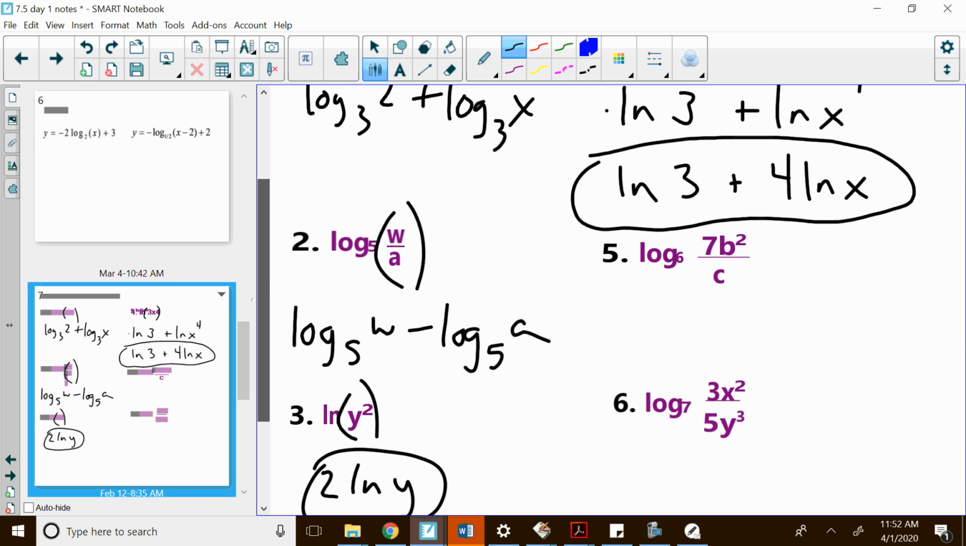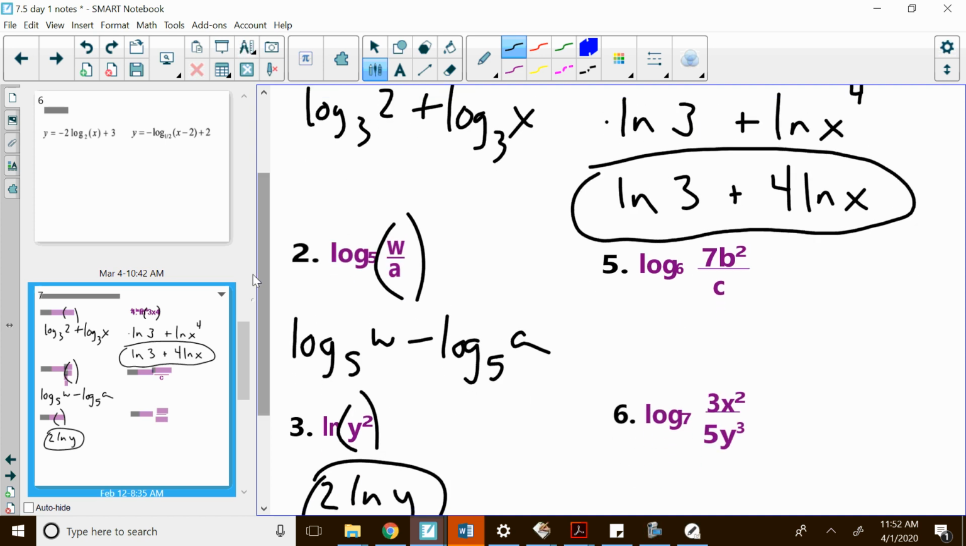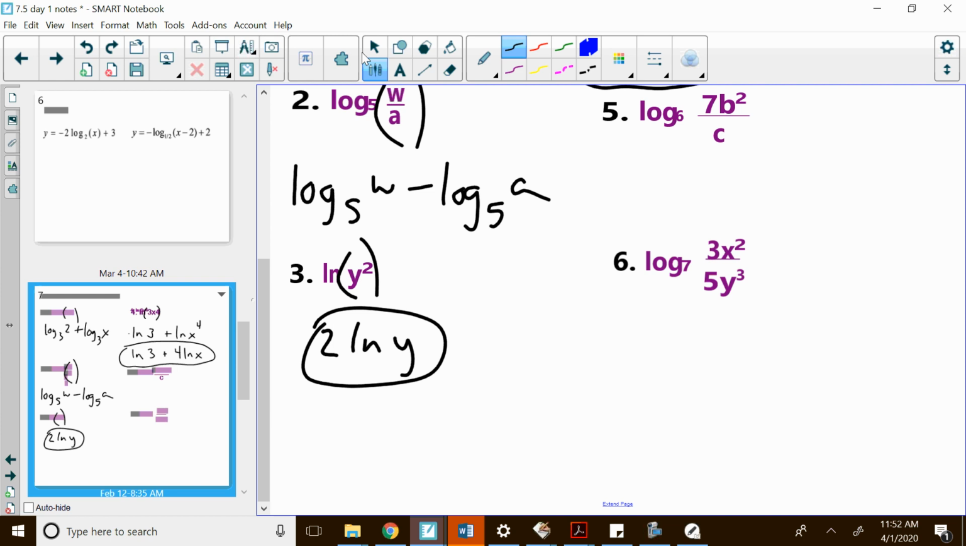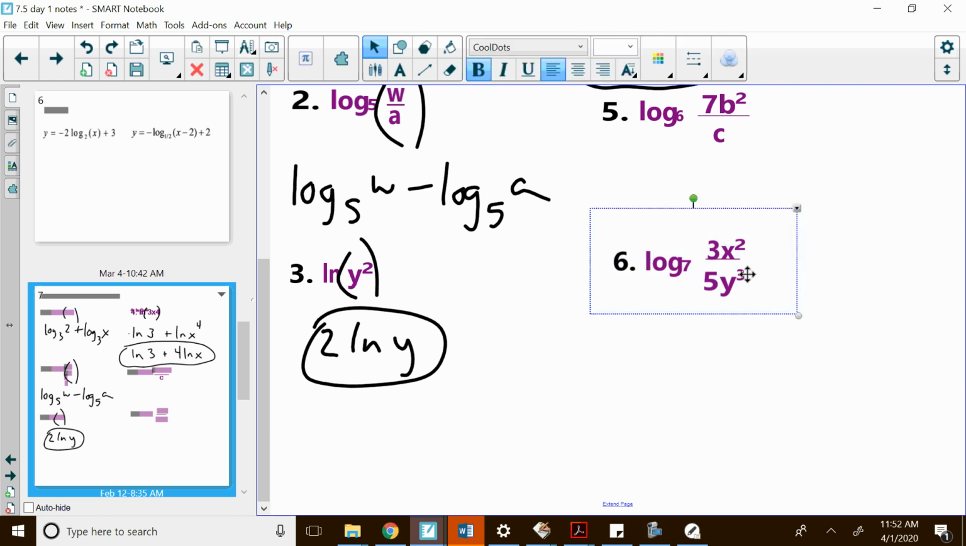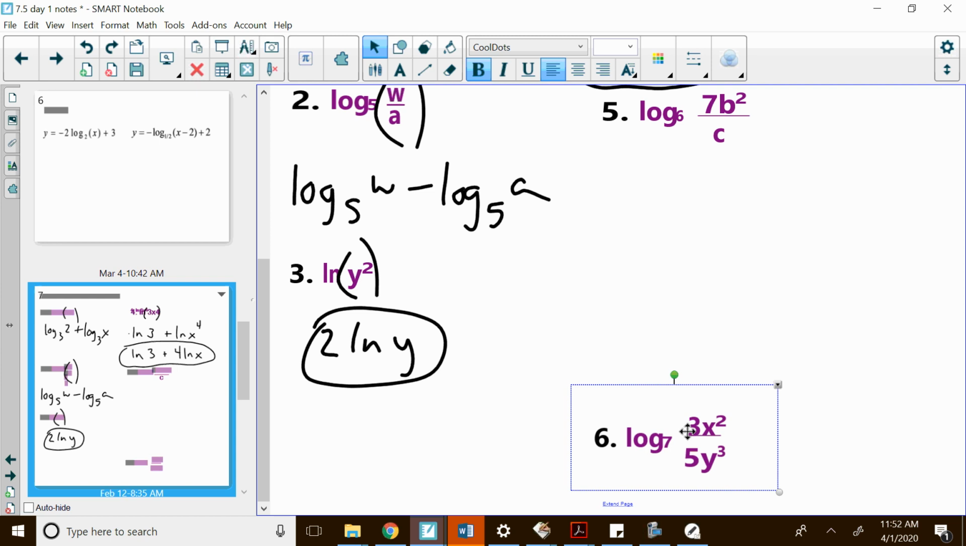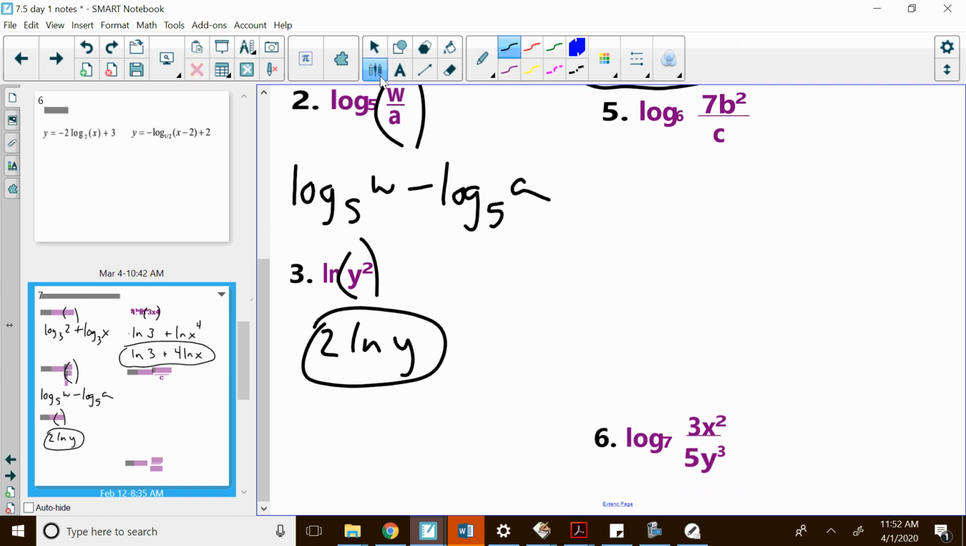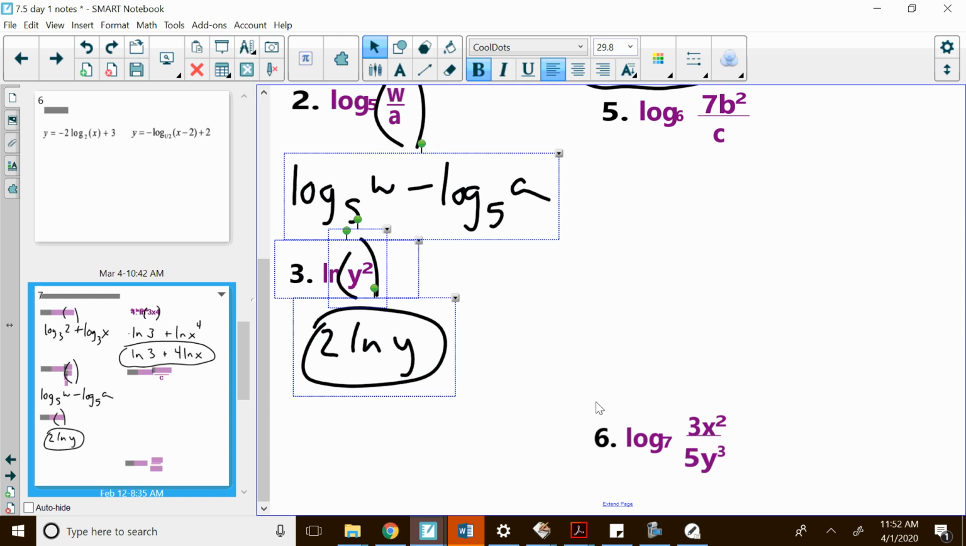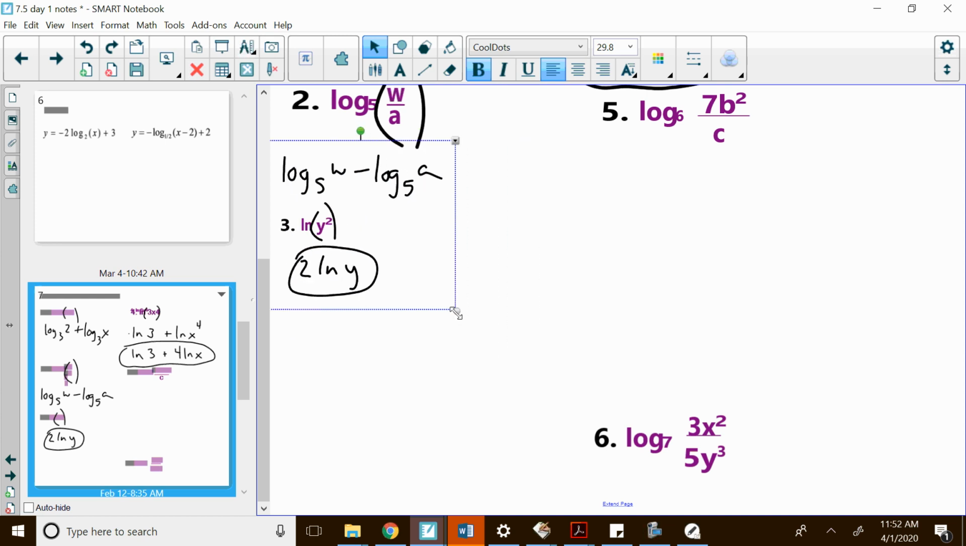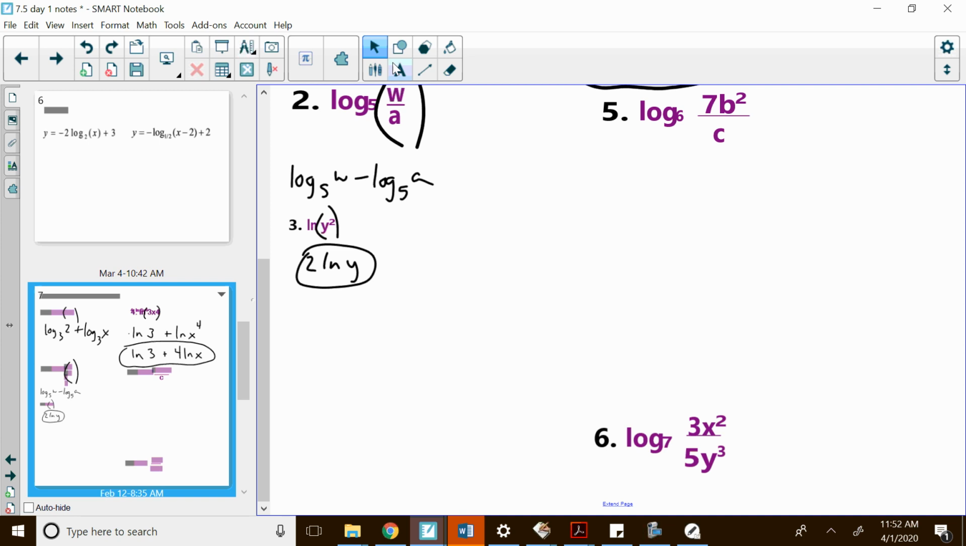Number 5. Take a second here actually and take number 6 and move it down a little way so I've got some space. All right, number 5. Last thing I'm going to do is shrink this stuff down here so it doesn't get in our way. Okay, number 5's got quite a bit going on.